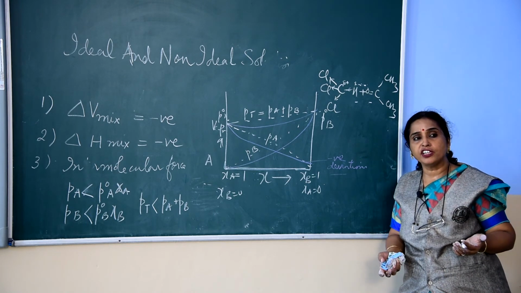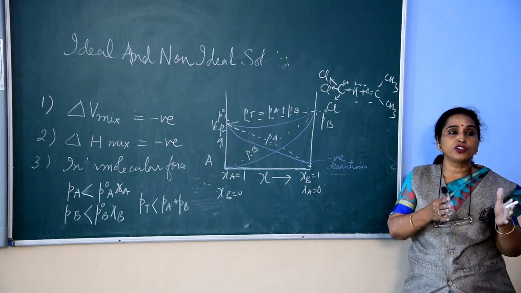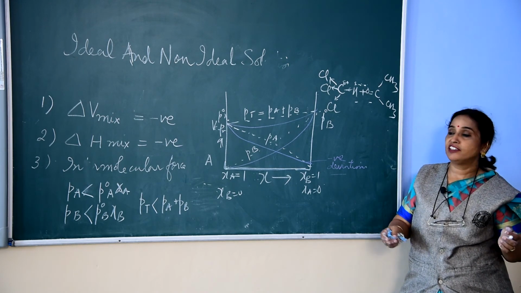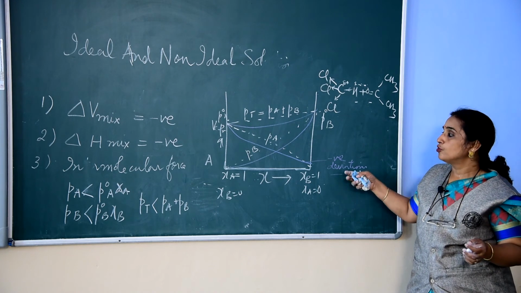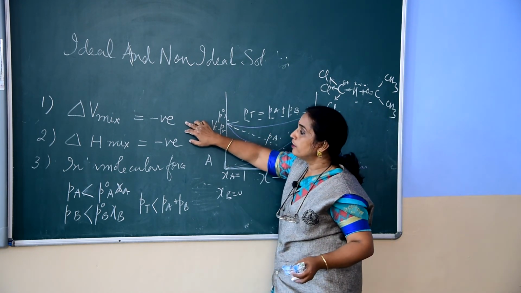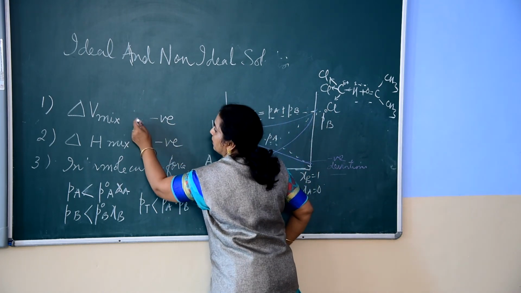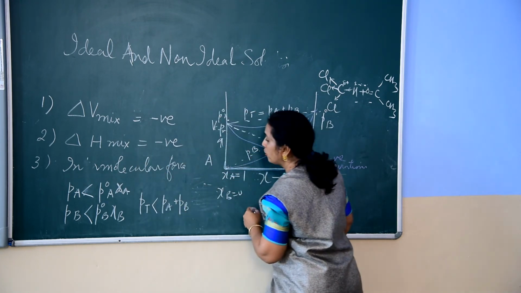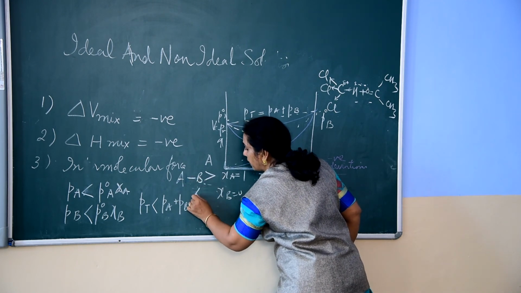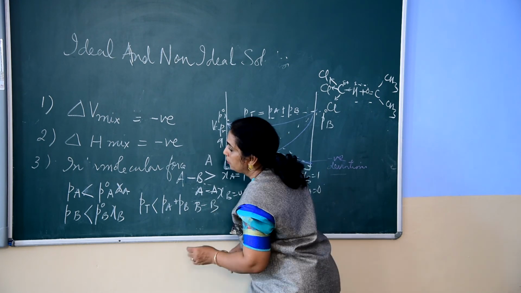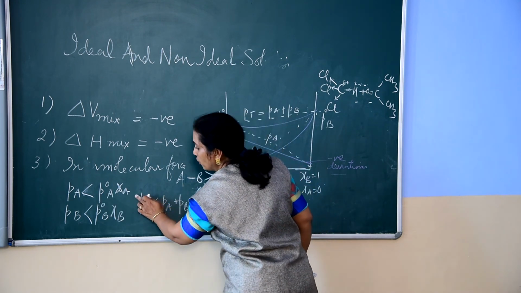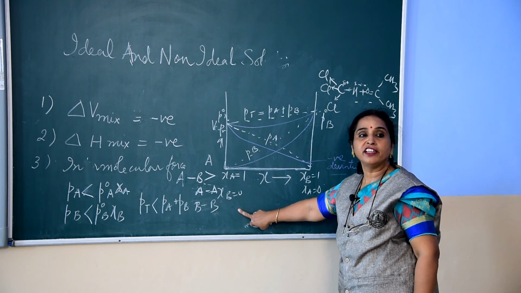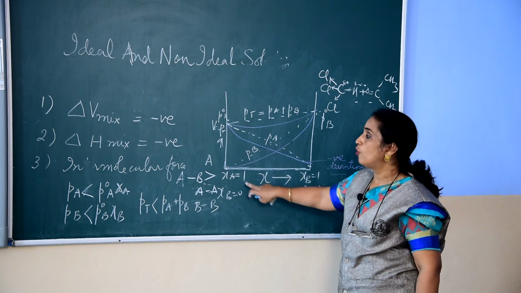But in case of positive deviations, we have seen that if one component is showing hydrogen bonding, the other component combining with it is breaking the hydrogen bond, and that is why the volume is increasing. In this case, the volume is decreasing. So finally, in case of negative deviation from Raoult's law, delta V mix is negative, that is less than 0, and delta H mix is also negative. The AB intermolecular forces are greater than AA and BB. PA is less than P naught A XA, PB is less than P naught B XB, and PT is less than PA plus PB, because there is a decrease in volume as well as in the enthalpy of mixing.